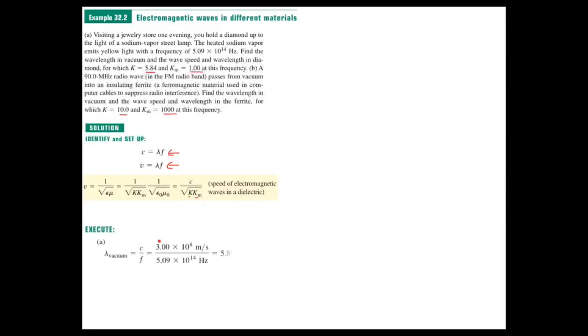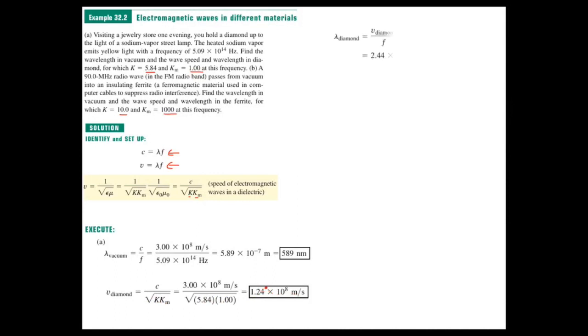So in part A, the wavelength in vacuum would just be the speed of light divided by the frequency, which again is 5 times 10 to the 14 hertz, and we get 589 nanometers. The speed of the light in diamond is equal to c over the square root of K times Km, and putting in the two values, we get 1.24 times 10 to the 8 meters per second. The wavelength in the diamond, of course, is the speed in diamond divided by the same frequency I used in part A, and I get 244 nanometers.